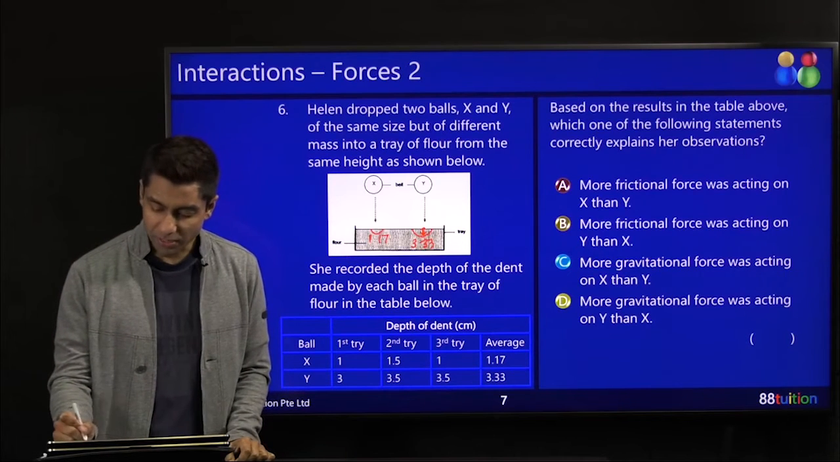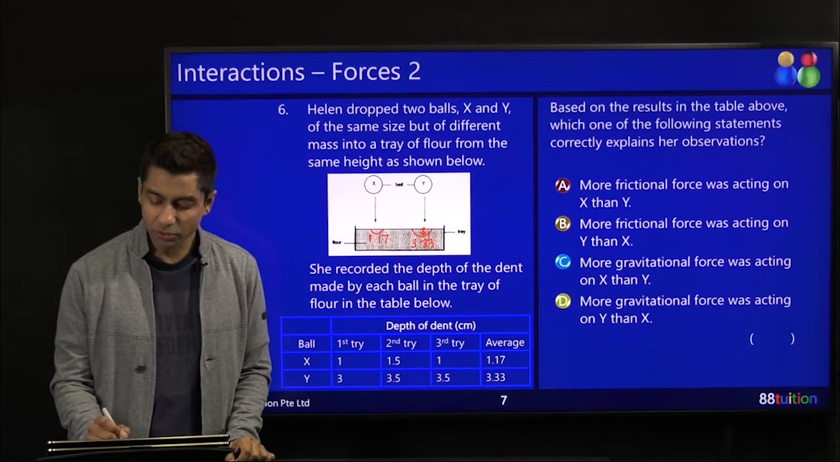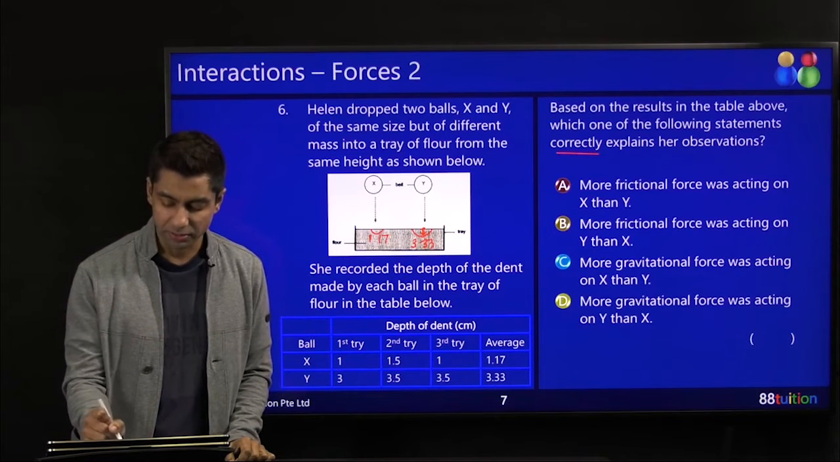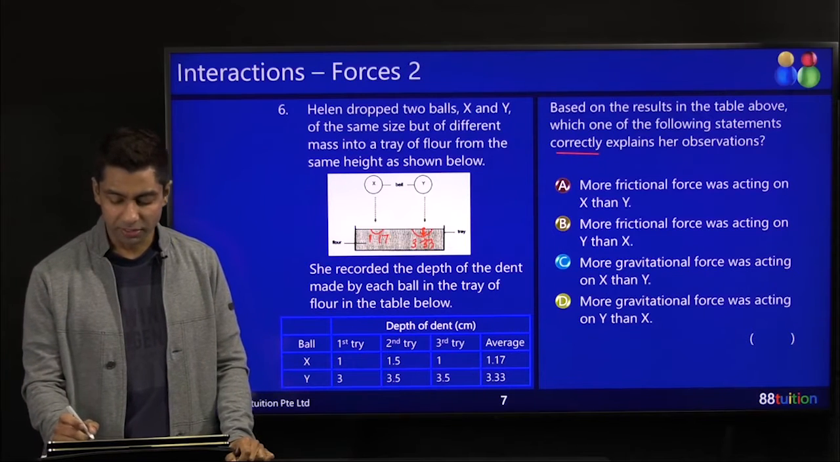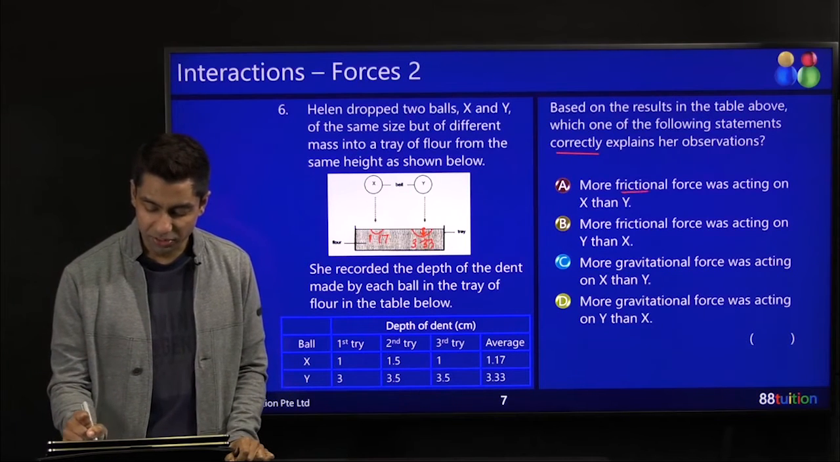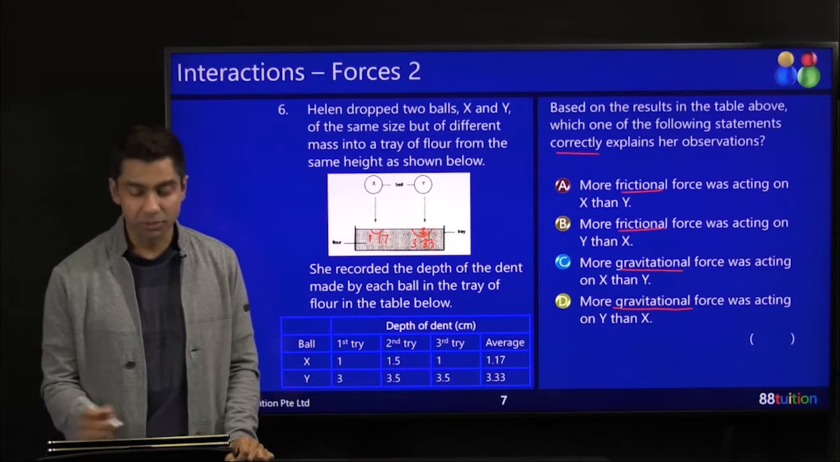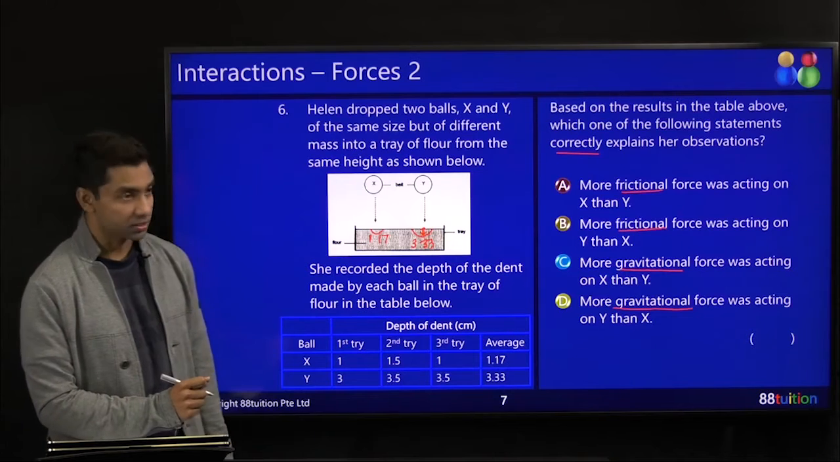Okay? Based on the results, which of the following statements correctly explains? Correct means choose the correct statement. More frictional force was acting on X than Y. Frictional force, gravitational force, gravitational force. That's what you need to pick out first.